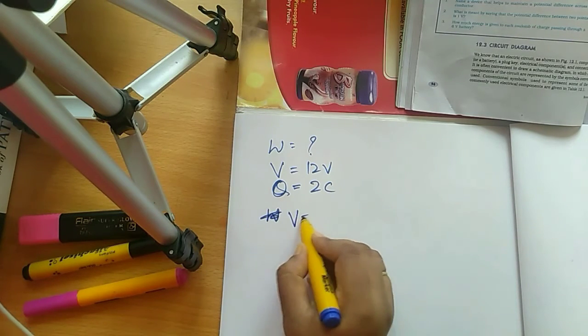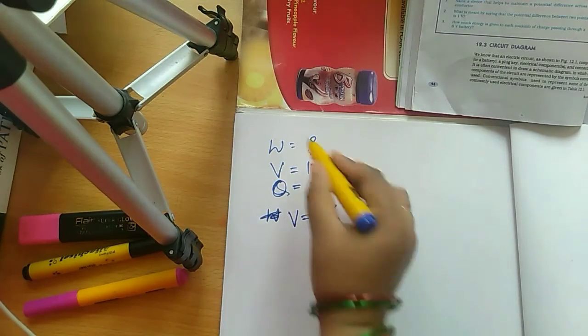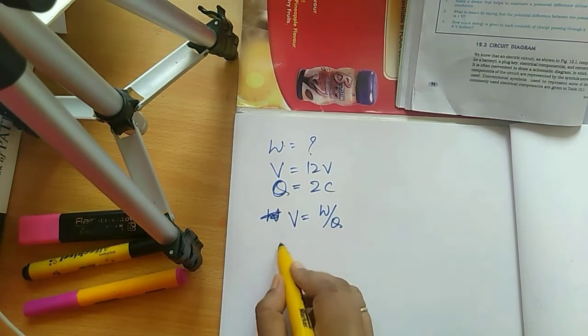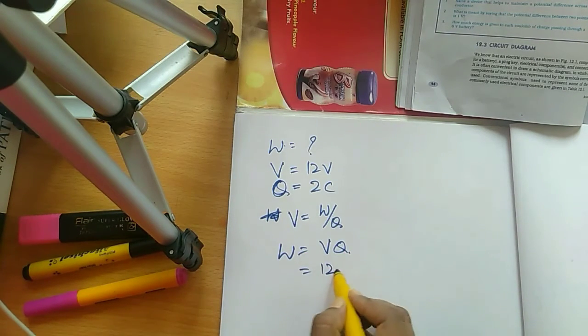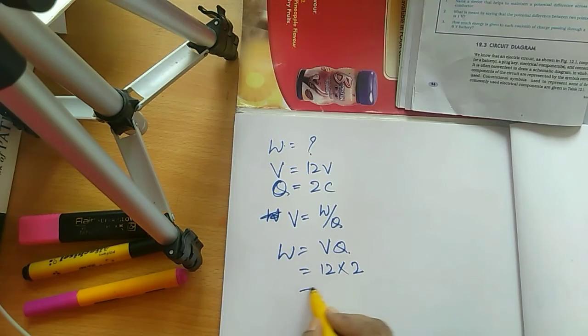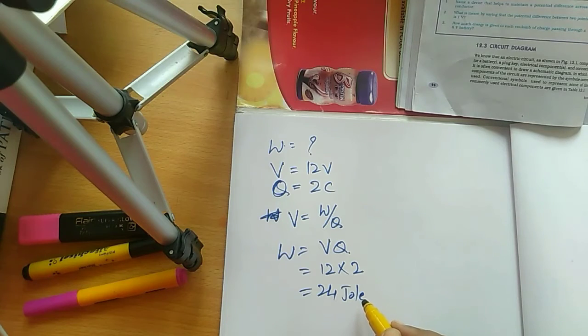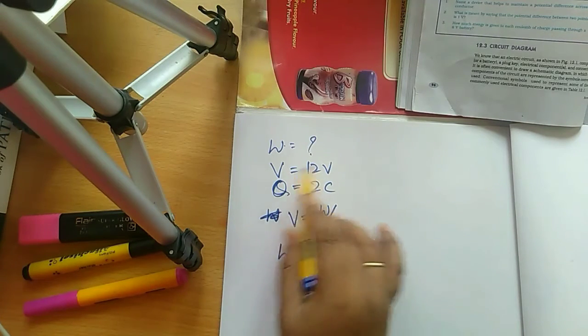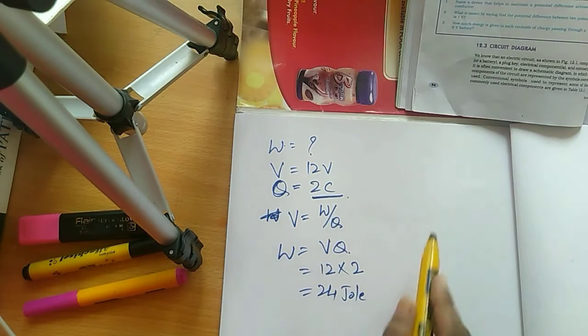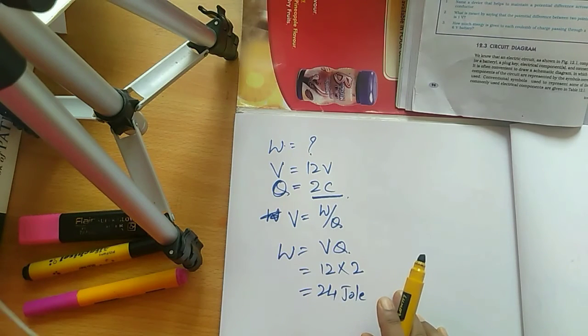you know that volt is equal to W by Q. What do you want to calculate? W. W is equal to V into Q. Here V is 12 and Q is 2, so this is 24. 24 joules of work is done with a potential difference of 12 volts when two coulomb charges are moving. Okay, this is about your second topic, the potential difference.